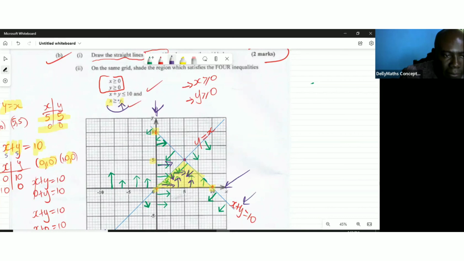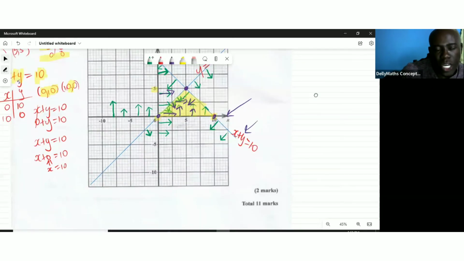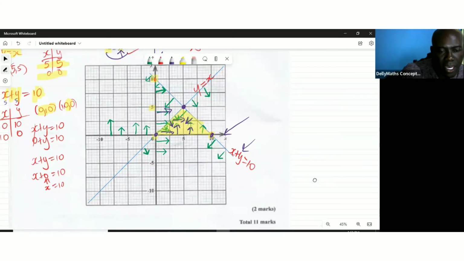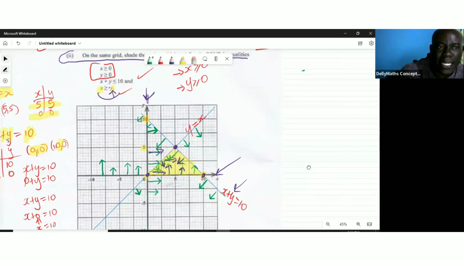So definitely, this is the region for the solution. Everybody's pointing in that region. Check it out. That's all it is saying. We want to shade a region that satisfies all four inequalities, and we realize we got that region in yellow right there. And we're done. Sometimes I send some little questions like this and they're done.